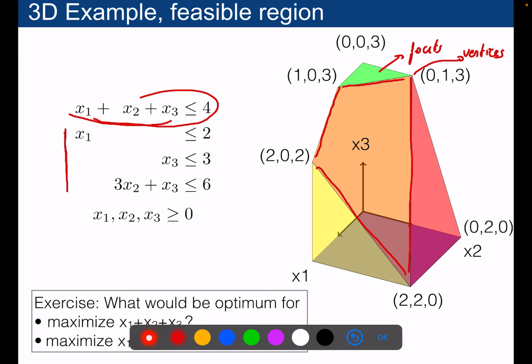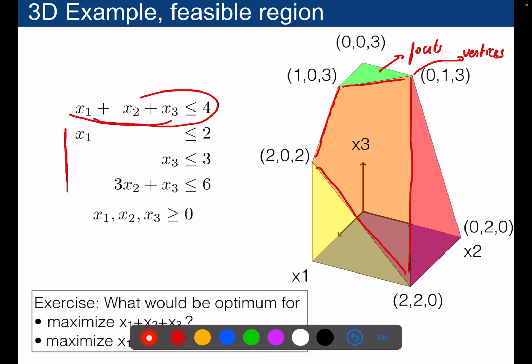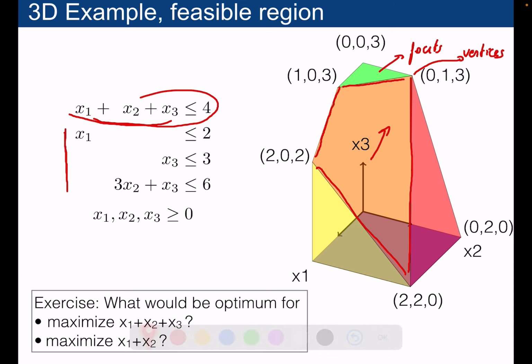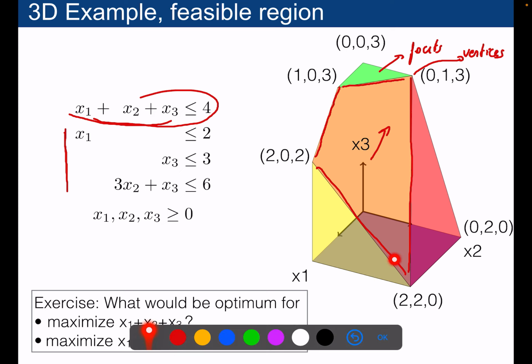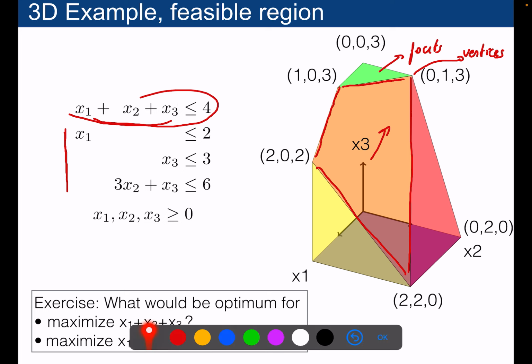And then it depends what you want to maximize, right? So if you want to maximize x1 plus x2 plus x3, it means that you want to go in that direction as far as possible. And so you can see that all the points on this facet are equally good, and they will all be evaluated to 4 here because we are restricted. We need to be below that line. So if you want to maximize this, you will be limited by 4, and you will be equally good for all these points on this facet.